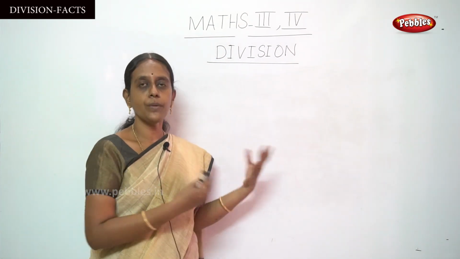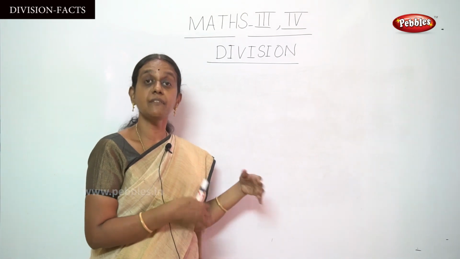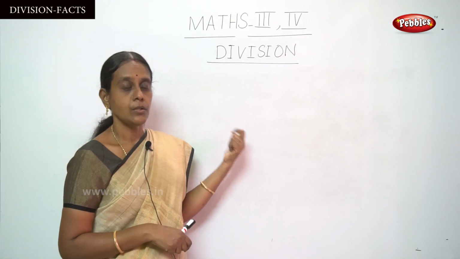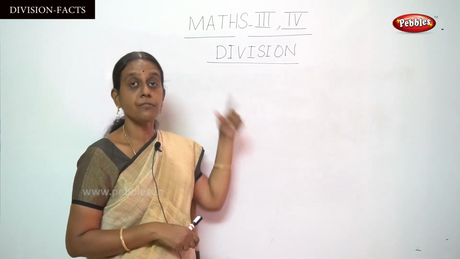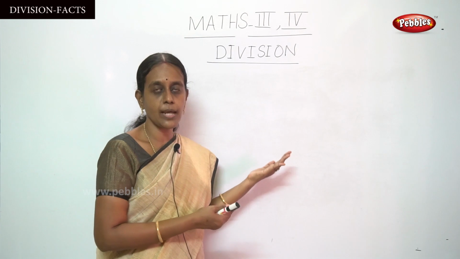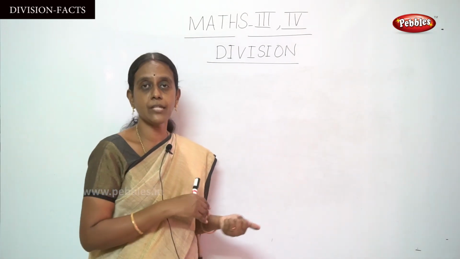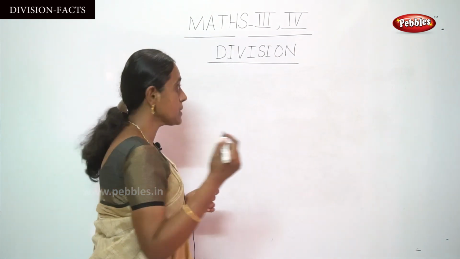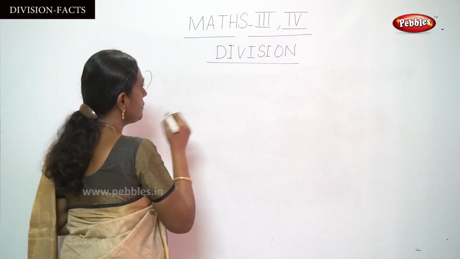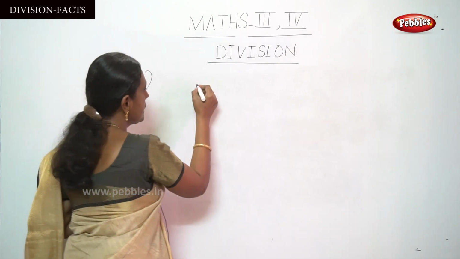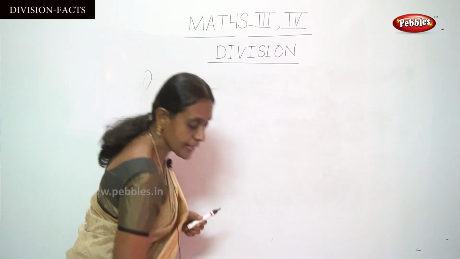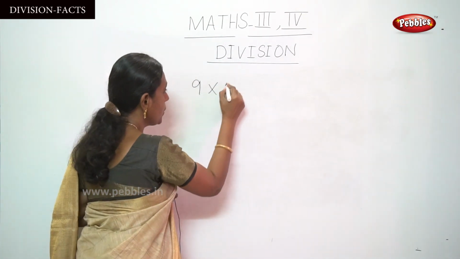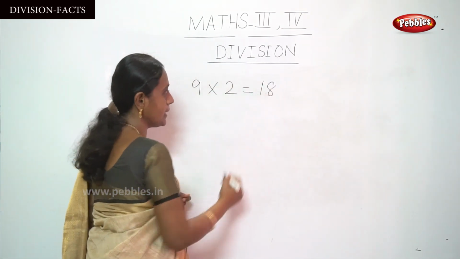Okay children, now we are going to write the same, that is a division fact from the multiplication fact. Already we have learned to write a multiplication fact from division, and now we are going to write division from multiplication facts. Okay, I am going to explain two example sums on how to write division facts. Okay, that is 9 into 2, that is 18.